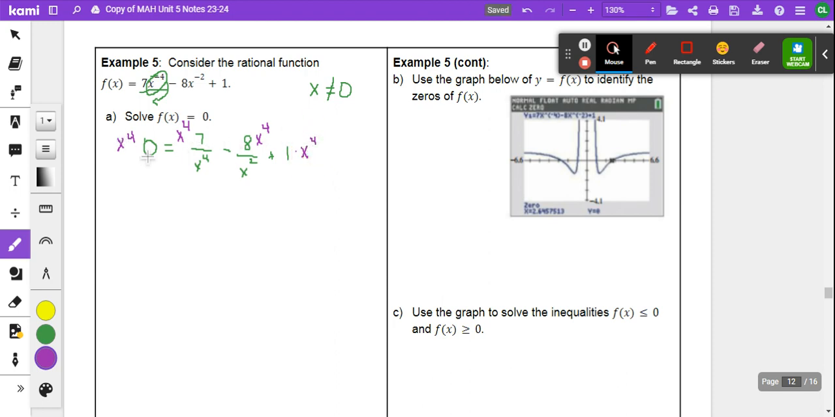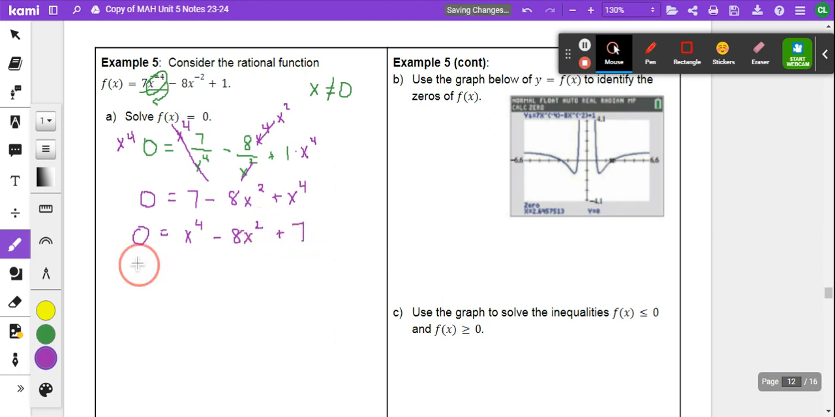Now let's simplify. X to the 4th times 0, well, that just turns into 0. These cancel. That's 7. This is x squared. And this is x to the 4th. Now, you don't have to do this, but I'm going to rewrite this: x to the 4th minus 8x squared plus 7. Now it's in standard form.